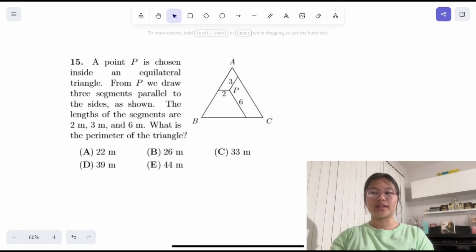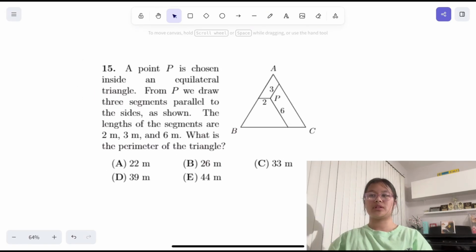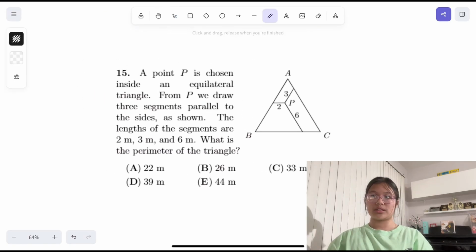Number 15. Okay. A point P is chosen inside an equilateral triangle. From P, we draw 3 segments parallel to the sides as shown. The lengths of the segments are 2M, 3M, and 6M. What is the perimeter of the triangle?